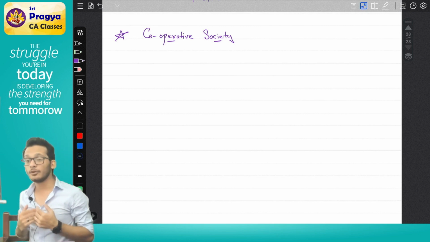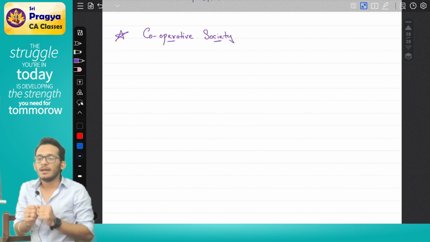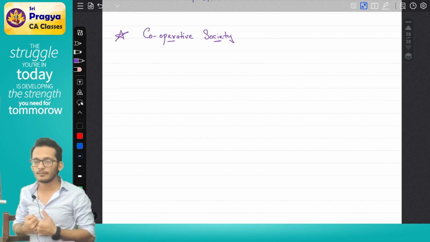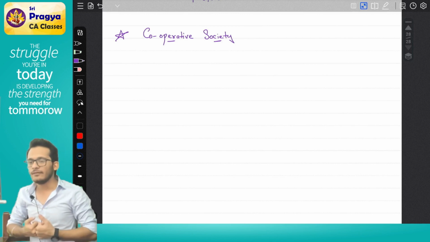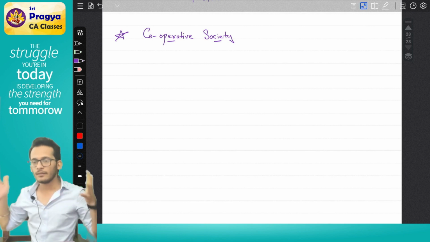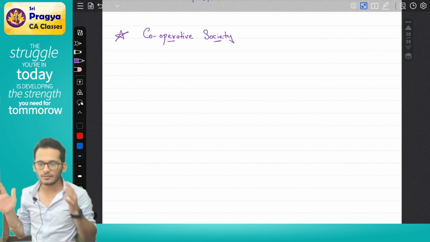Technically, what am I doing? I'm doing barter system. But is this barter system giving me any kind of profit, or is this barter system helping my livelihood? It is helping my livelihood, which means we all four have come together to help each other. This is called a cooperative society.